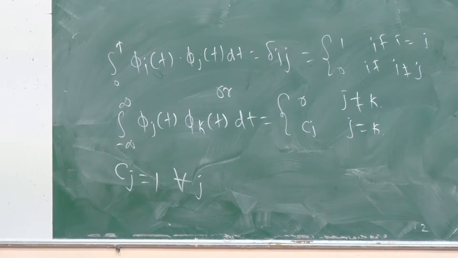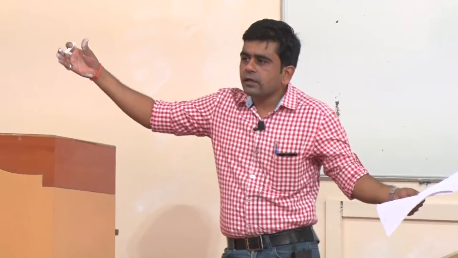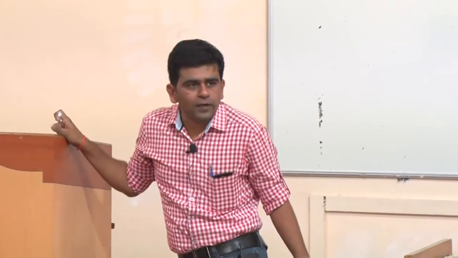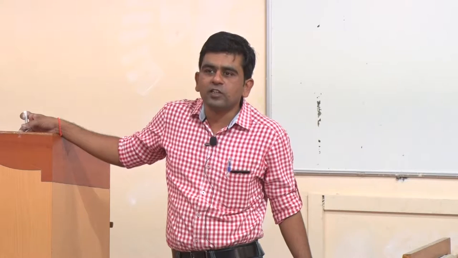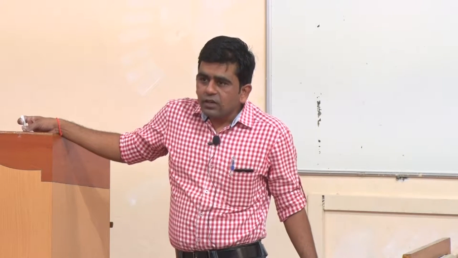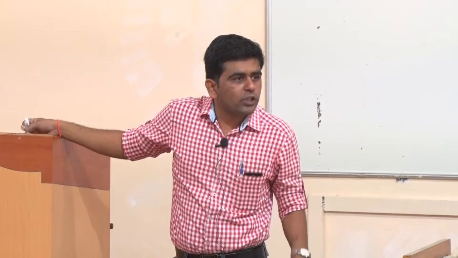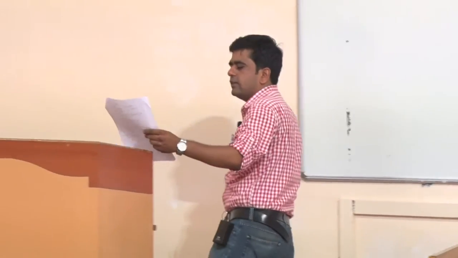The projection of vector A on B is equal to 0. So we consider the set of k basis functions phi k of t, which are orthogonal to each other. That means their inner product becomes 0. When we consider two axes x and y, they are orthogonal to each other because the projection of y on x becomes 0, and the projection of x on y becomes 0. They are perpendicular to each other. The set of k basis functions are orthogonal, meaning they are perpendicular to each other.